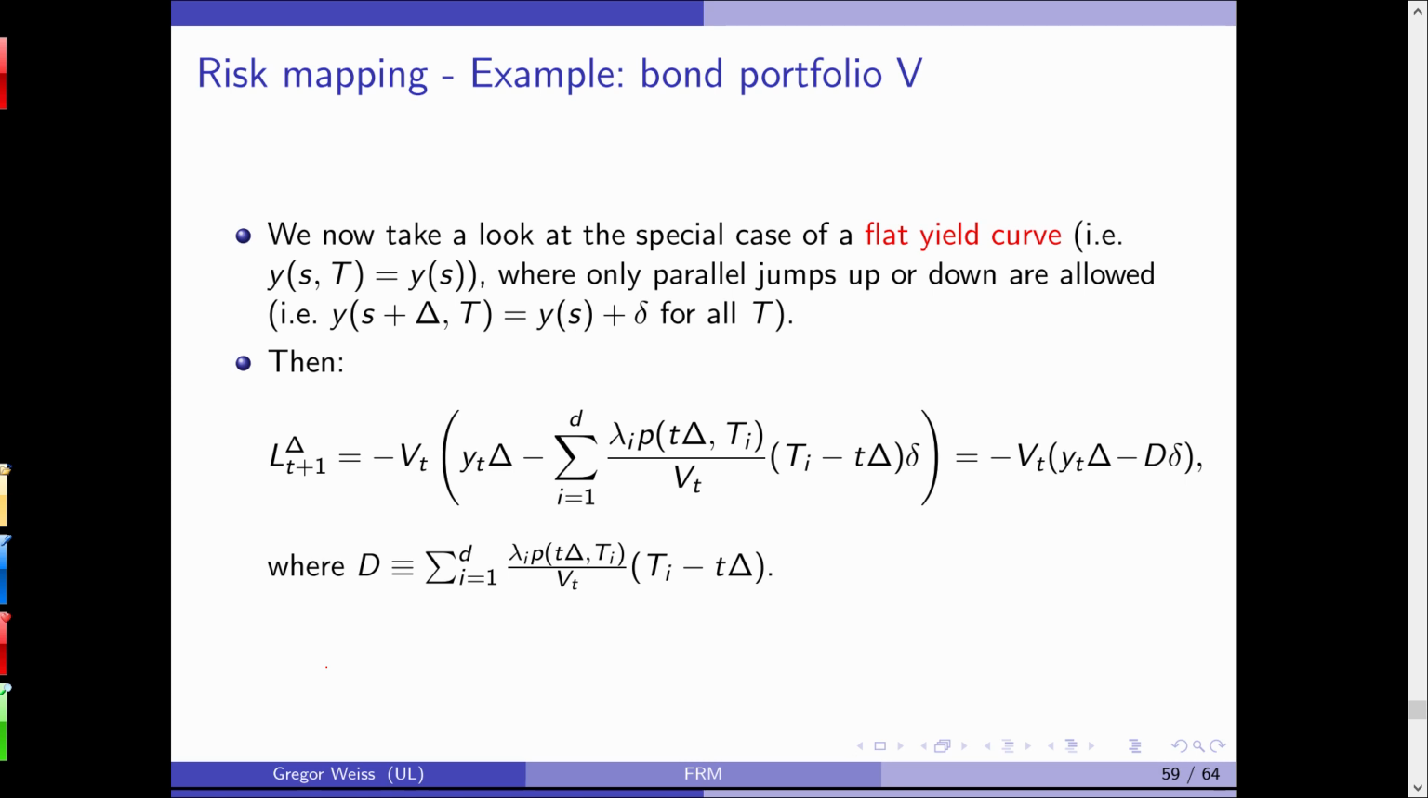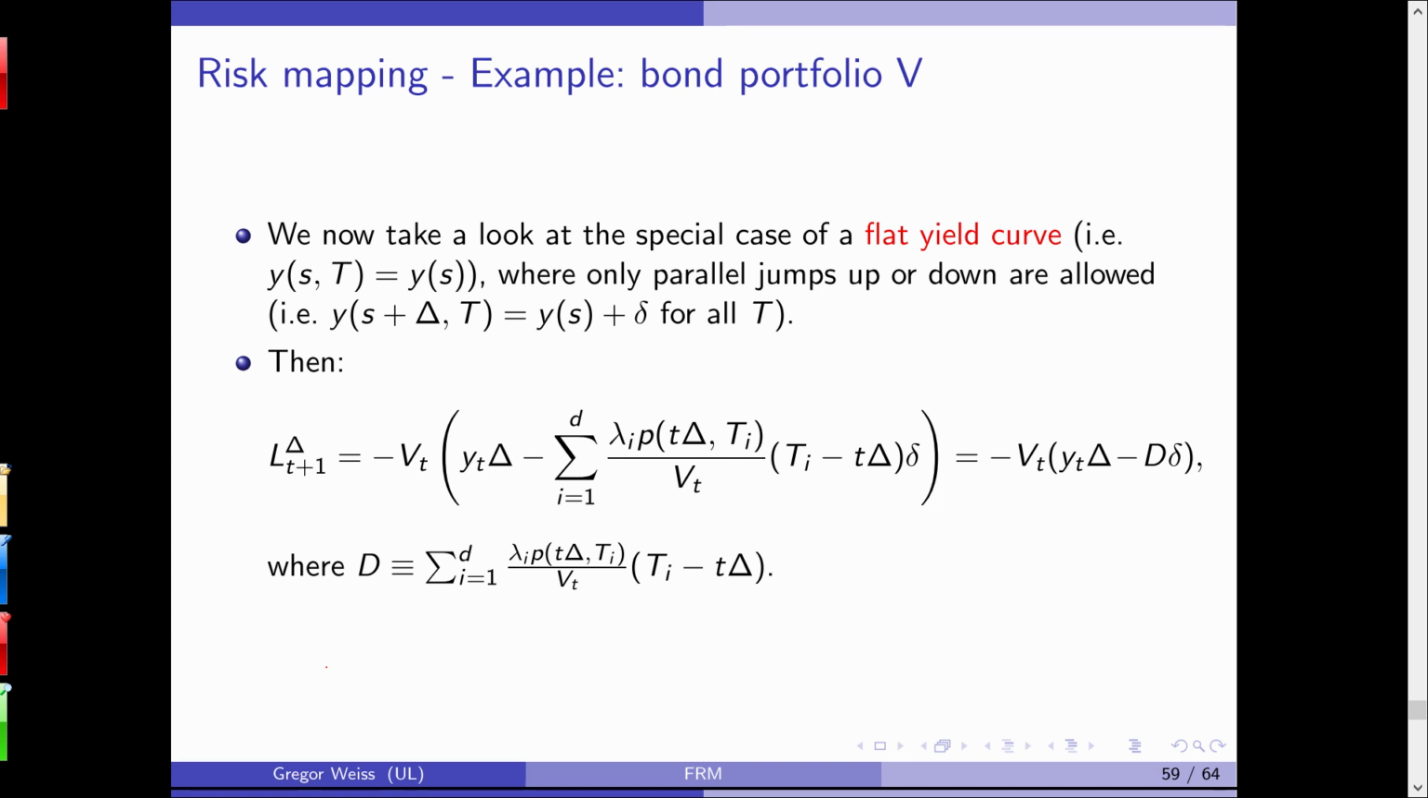And it's quite interesting to now assume a flat yield curve, eine flache Zinsstrukturkurve, meaning that we assume y to be constant, so y is independent of maturity, and we simply assume that it can go up and down in parallel steps. So the change in the yield curve is simply given by y plus delta. It can go up by delta, it can go down by delta, but it cannot change form, it cannot change shape. Then, in this case, look at the linearized loss.